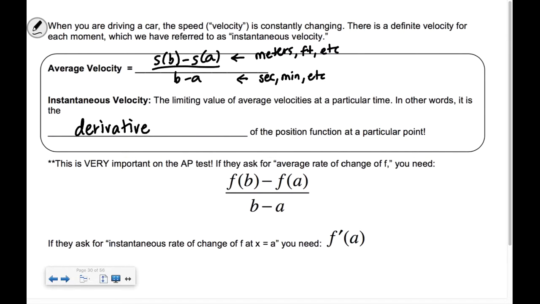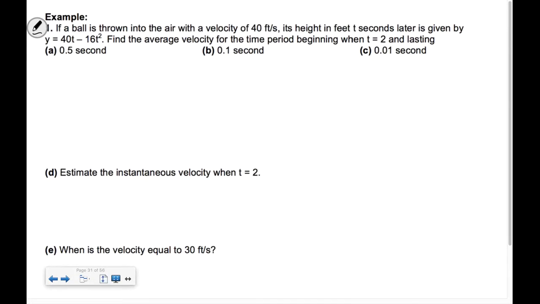All right, so this is very important on the AP test. So if you ask for the average rate of change of anything, it's F of B minus F of A all over B minus A. You've all memorized that formula, right? It's the slope formula. But if you say instantaneous rate of change, then it's F prime of X, so at a particular X value, or F prime of A.